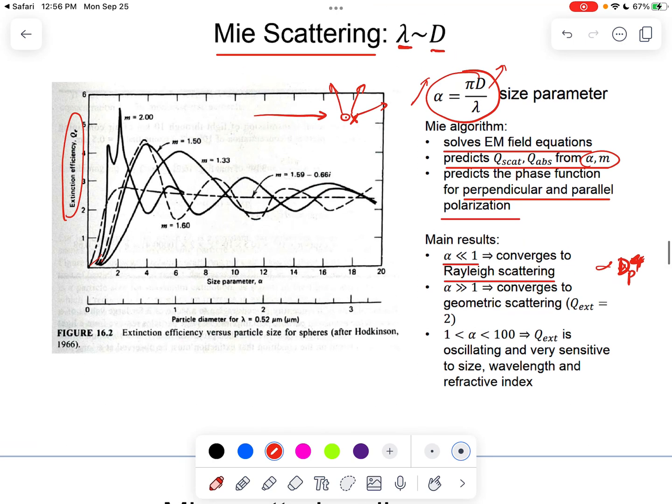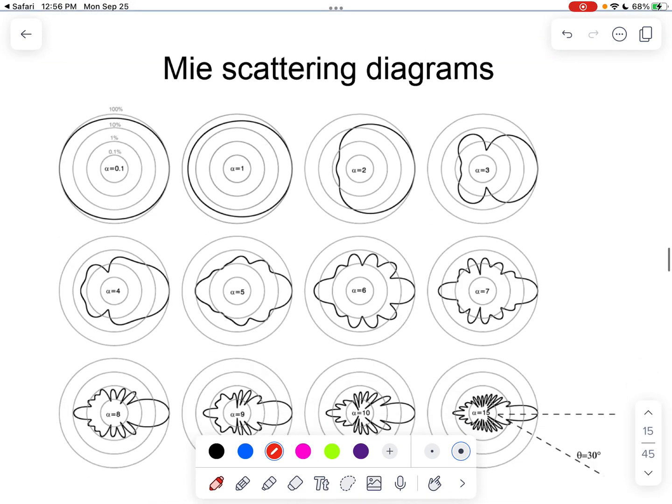Okay, and then further, when the alpha is much larger than 1, then you have this geometric scattering where the extinction efficiency is just a constant. It is 2. Okay, and then between 1 and 100, so basically this extinction efficiency is oscillating, right? There's fluctuation, and then it's also very sensitive to the particle size, the wavelengths, and the refractive index. Okay, so this is a solution coming out of the electromagnetic field equations.